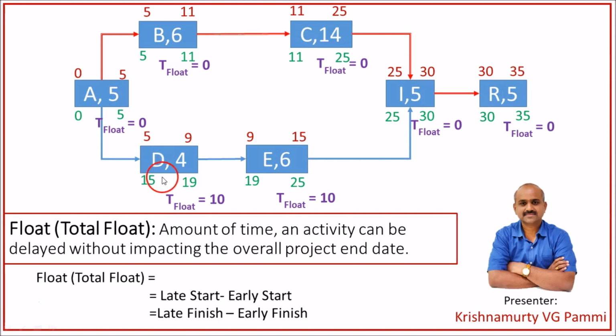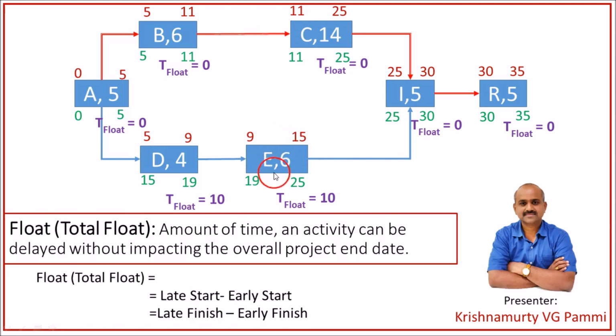When it comes to non-critical path activities, you will find certain float. By applying the same formula, late start minus early start for an activity D is 10. So 15 minus 5 is 10. That means the activity D can be delayed up to 10 days. So the project management can consider incurring delays up to 10 days so that the project overall end date is not impacted. So that's the beauty of the float.